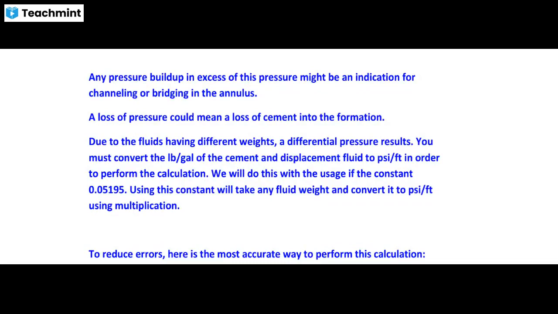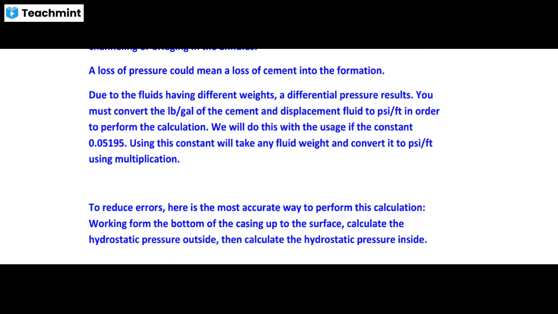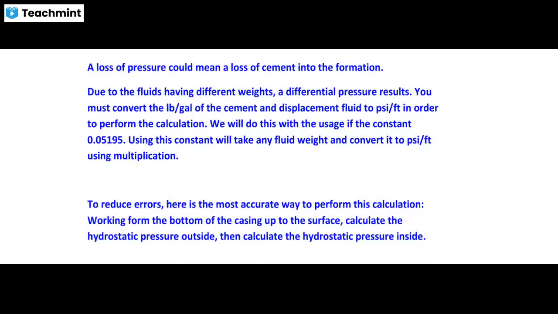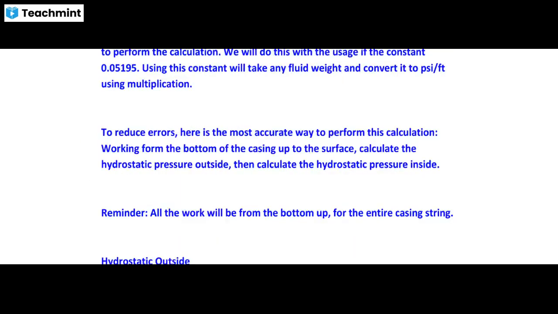For this, we are using a constant, 0.051595. You take this constant and any fluid weight and convert it into pressure by multiplication. So for avoidance of errors in the calculations, you have to start from the bottom of the casing up to the surface and calculate the hydrostatic pressure outside and also the hydrostatic pressure inside.